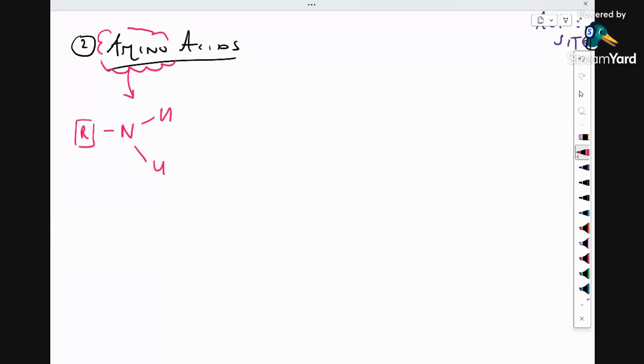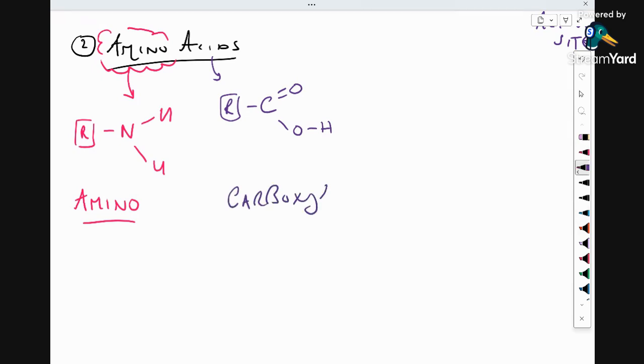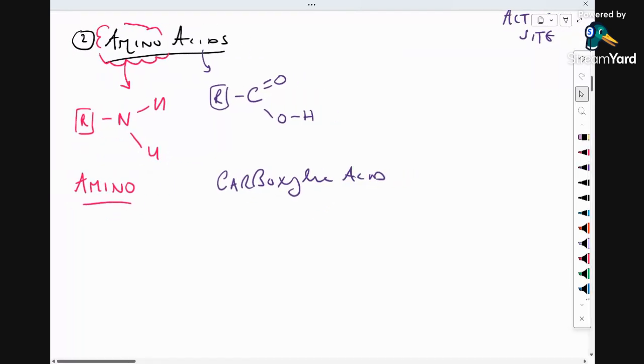What makes this whole thing an acid? The answer is it has a carboxylic acid group attached. So again, we'll put our R group in. There's a C double bond O bond into a hydroxyl group. Okay, so this is an amino functional group, and this over here is an acidic functional group. It's a carboxylic acid functional group.